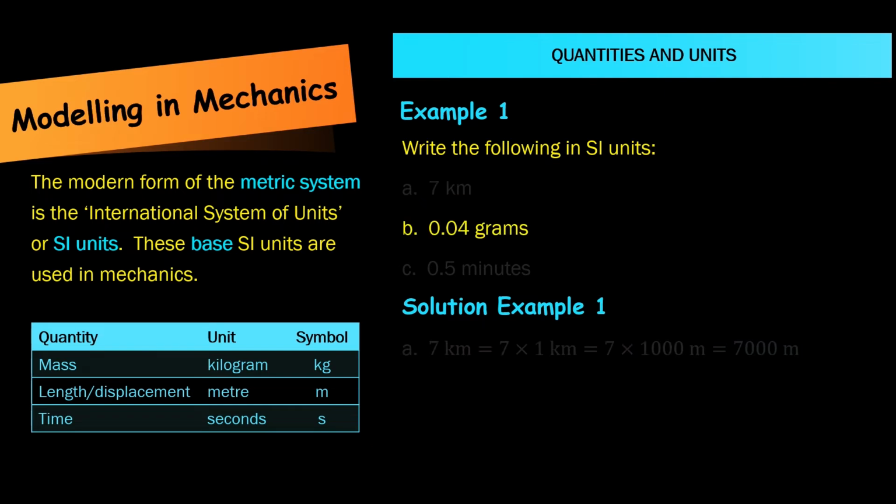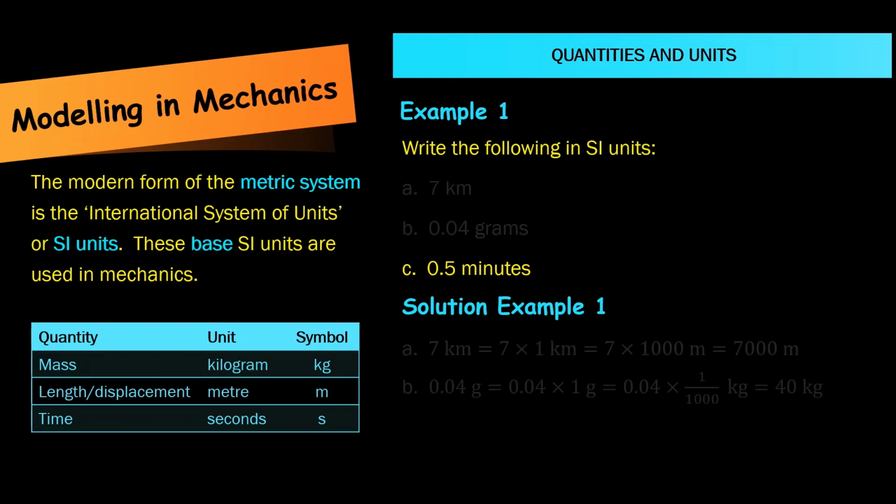And now for part B. 0.04 grams is equal to 0.04 times 1 gram. One gram equals 1 out of 1,000 kilograms, which is equal to 40 kg.